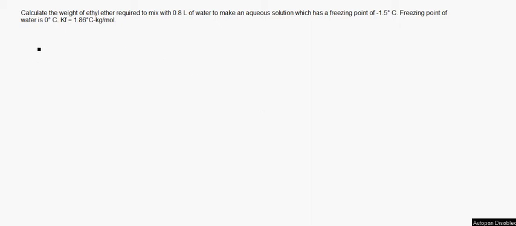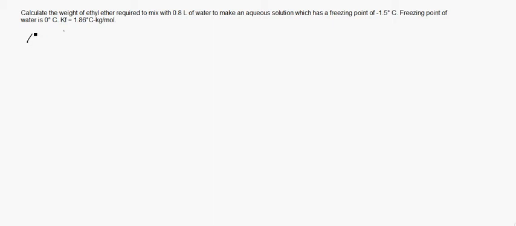Okay, so in this problem, we're told to calculate the weight of ethyl ether required to mix with 0.8 liters of water to make an aqueous solution, which has a freezing point of minus 1.5 degrees Celsius. Freezing point of water is 0 degrees Celsius, as you probably know, and our Kf value in this case is 1.86. I like this problem because it feels more realistic.